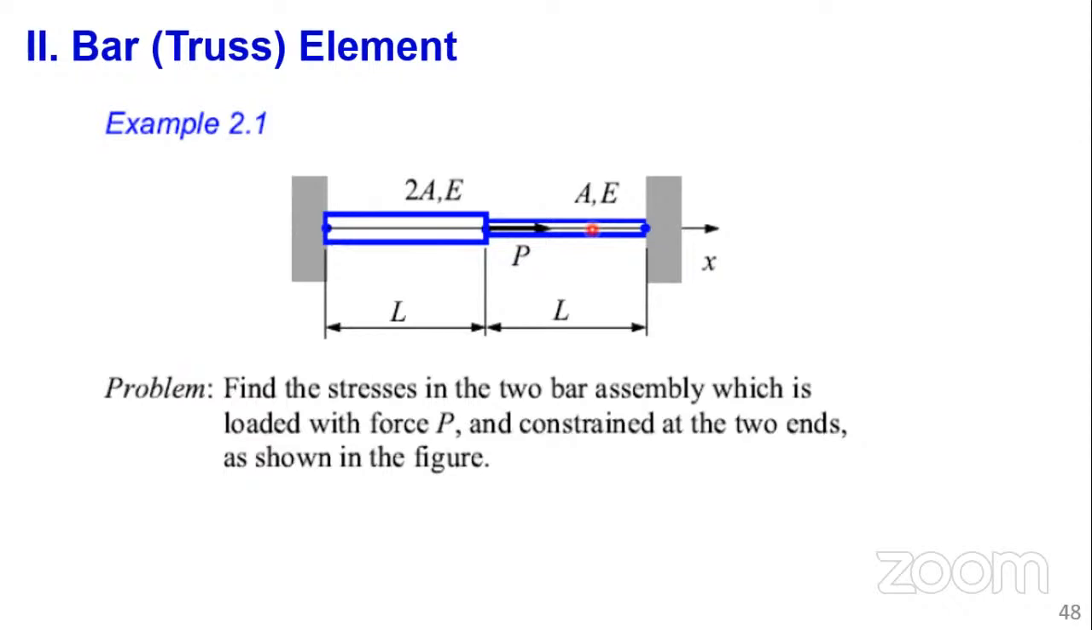Okay. So basically now, with that in mind, we can go straight ahead and define our nodes. We say this is node 1, this is node 2, this is node 3, and then we have this as element 1, and this as element 2. Okay.